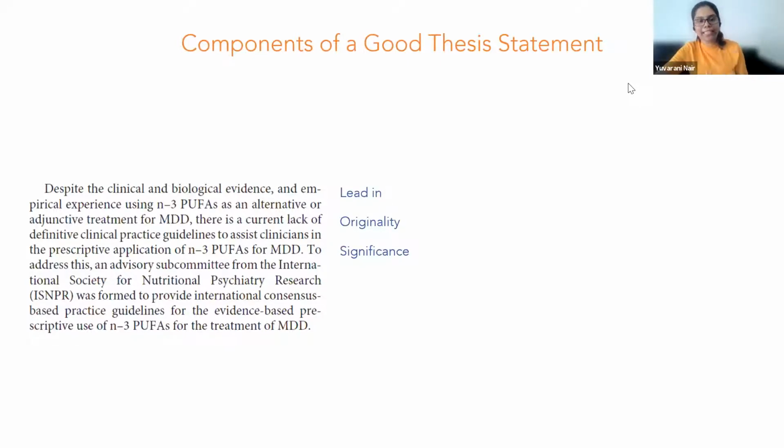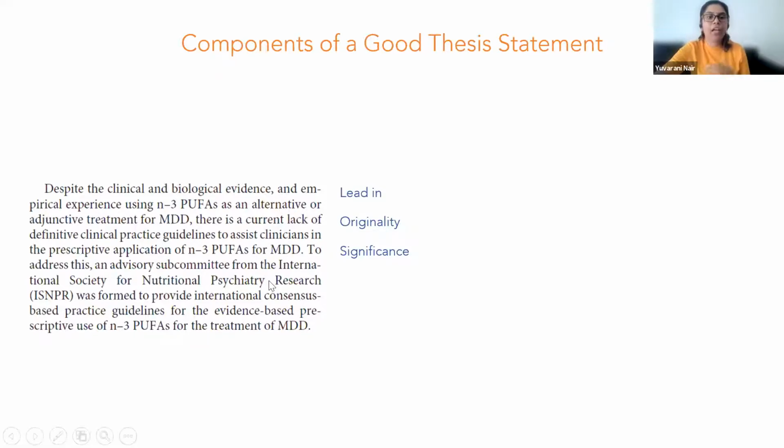When I say the lead in, you have to emphasize what is the immediate gap that you are trying to solve. So what is the immediate gap that is existing? And the originality reflects on the gap that you're trying to solve. The lead in has to be a specific problem that you have chosen to solve. And then the originality reflects when you emphasize what is lacking, the gap.